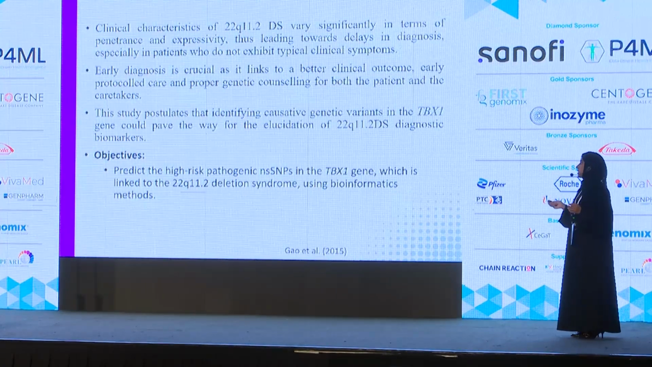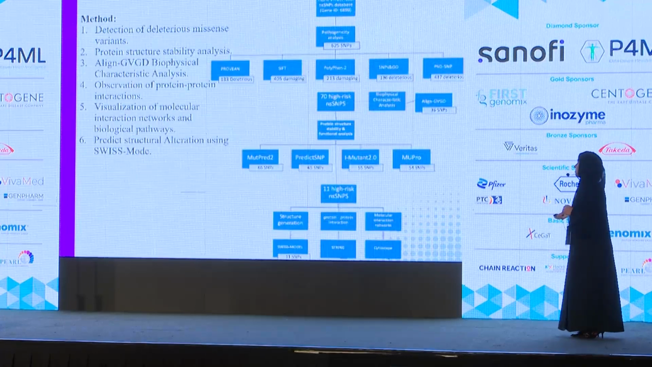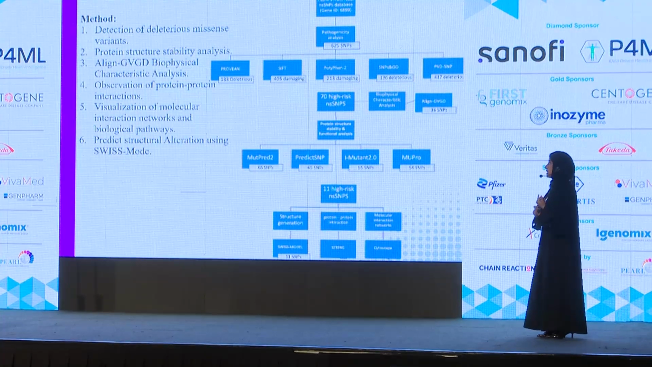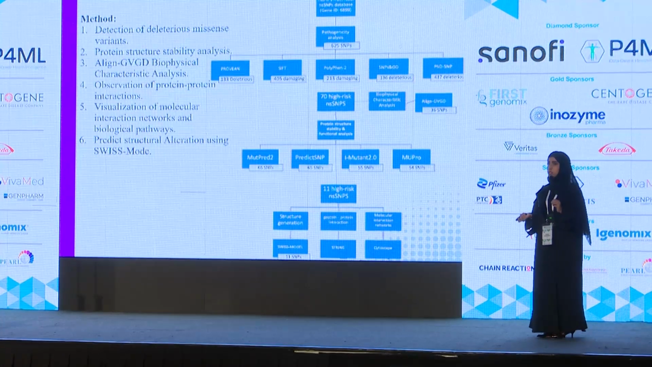So our objective in this study is to predict the high-risk pathogenic non-synonymous SNPs in the TBX1 gene, which is linked to 22q deletion syndrome using bioinformatics methods. Our method was to detect the deleterious nsSNPs, then protein structure stability analysis, observation of the protein-protein interaction, and visualizing the molecular interaction network and biological pathway. The last step was to predict the structural alteration using the Swiss model.